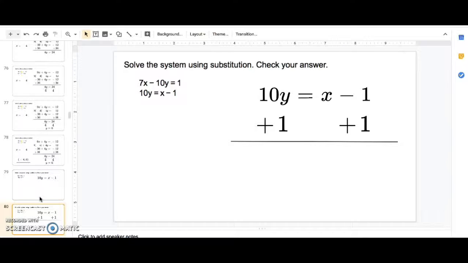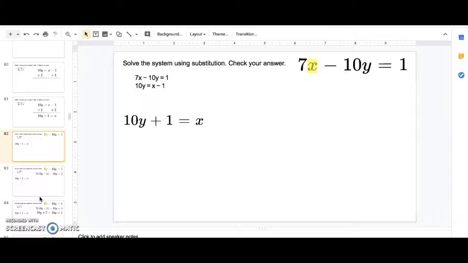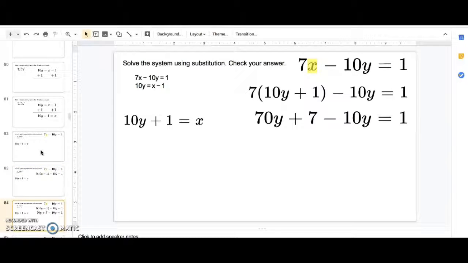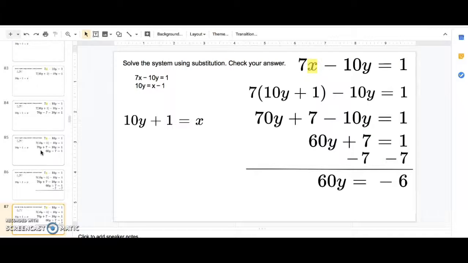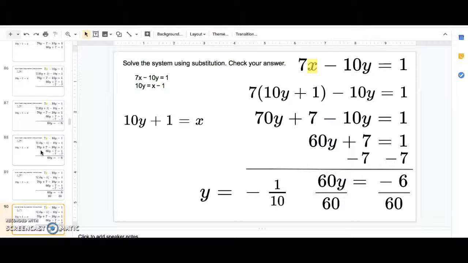So I'm going to add 1 on both sides, and I'll get 10y plus 1 equals x. Okay, so I'm going to substitute 10y plus 1 in for x in my first equation. So I have 7 times (10y plus 1) minus 10y equals 1. 70y plus 7 minus 10y equals 1. Combine my like terms, I'll have 60y plus 7 equals 1. Subtract 7 on both sides, I'll have 60y equals negative 6. I will divide both sides by 60, and I'll get y equals negative 1 over 10.